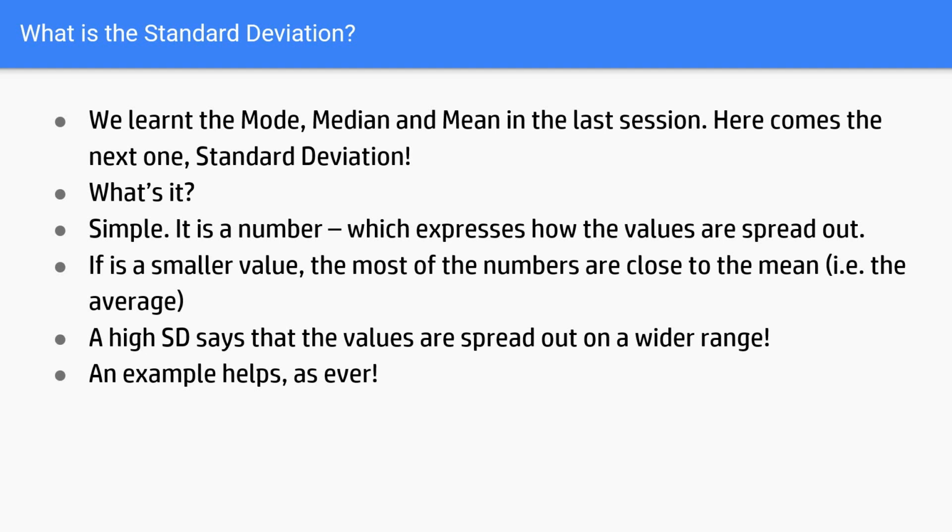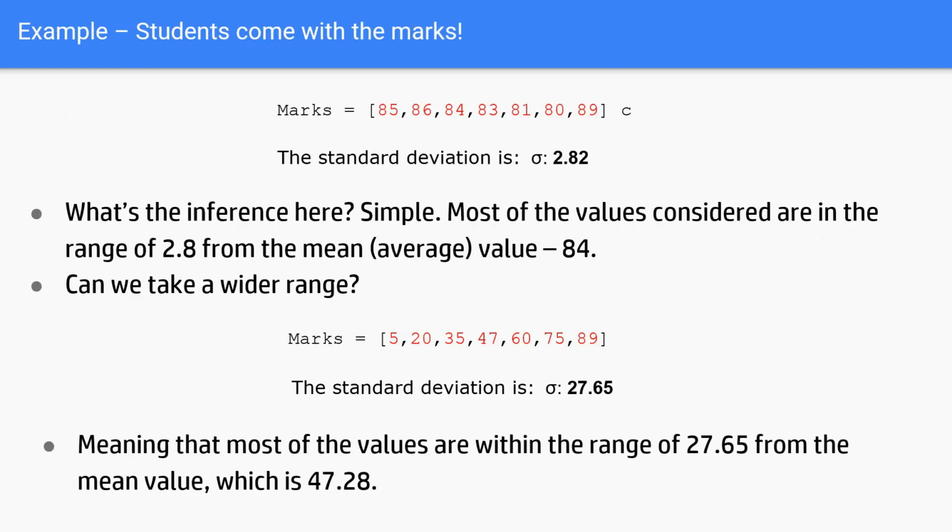What is standard deviation? Simple, we learned the mean, mode and median in the last session. Standard deviation is also a number. It gives you a clear picture as in how the values are spread out. If the standard deviation value is smaller, most of the numbers are very close to the mean value, that is the average. But on the other hand, if the standard deviation is high, then the values are spread out on a wider range. A simple example will be helpful for you, right?